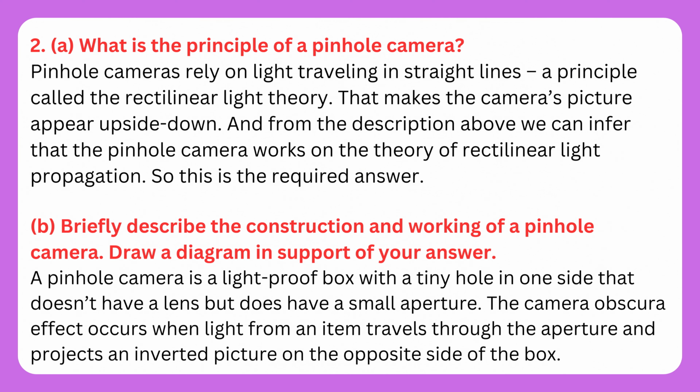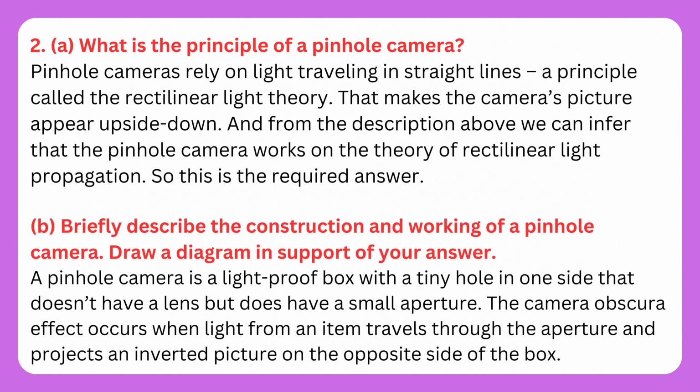2a. What is the principle of a pinhole camera? Pinhole cameras rely on light traveling in straight lines, a principle called the rectilinear light theory. That makes the camera's picture appear upside down. From the description above we can infer that the pinhole camera works on the theory of rectilinear light propagation. So this is the required answer.